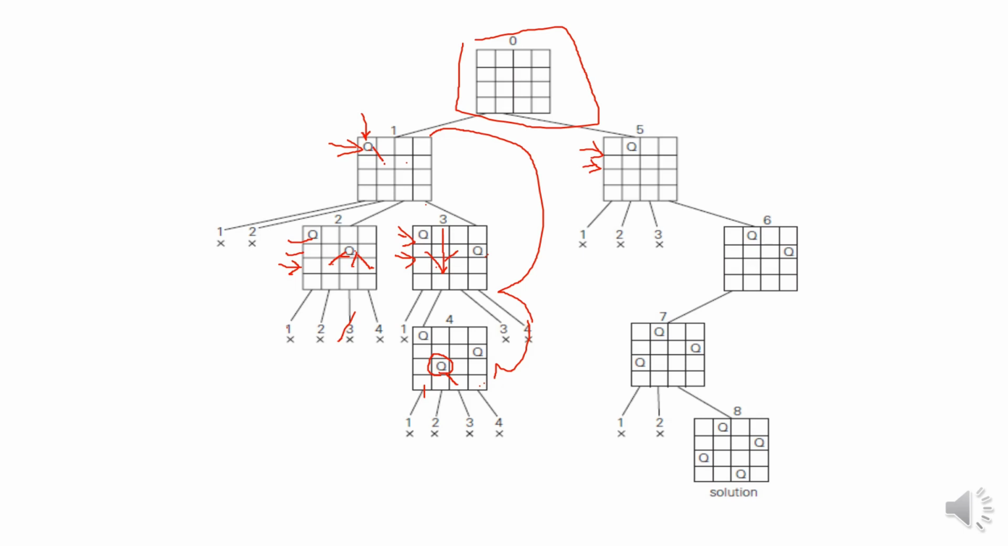Now, the second queen cannot be placed here. Why? Because it's on the same diagonal. You cannot place it in column 2. Why? Because queen 1 is already in column 2. You cannot place it in column 3 because it will violate the constraint of being on the same diagonal. So, you place queen 2 in the fourth column. None of the constraints is violated. So, here you can place it.